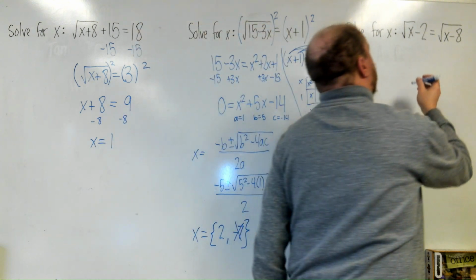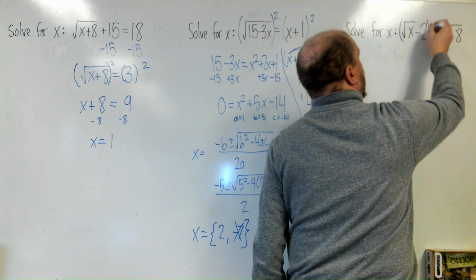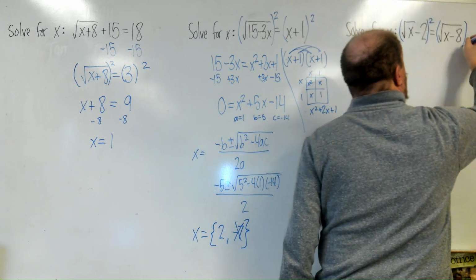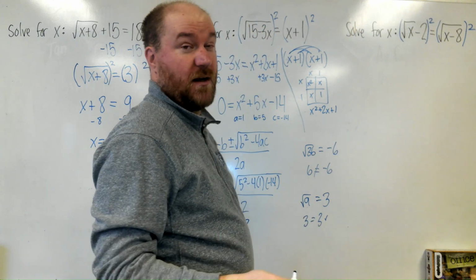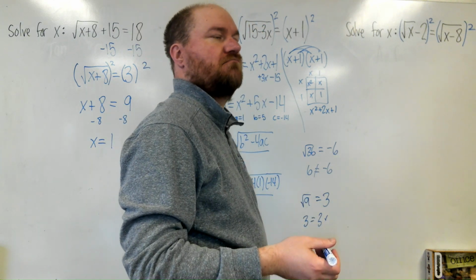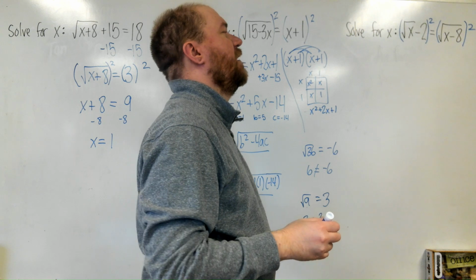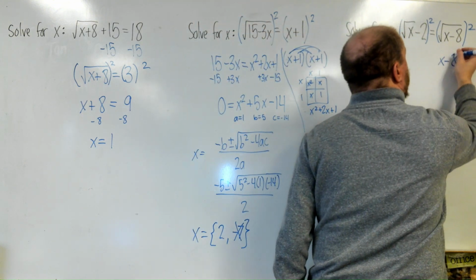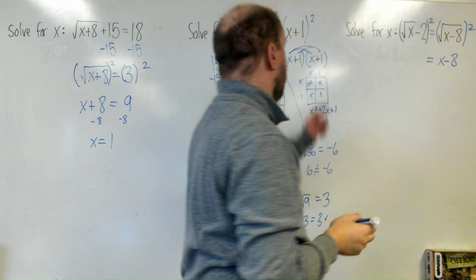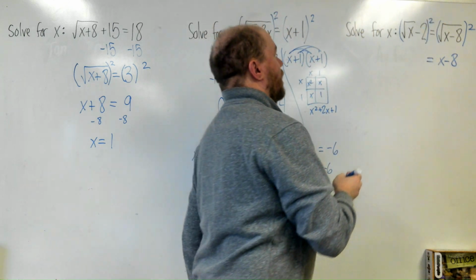Let's just start by squaring both sides. So I'm going to square this. And I'm going to square this. This one, squaring a square root, works out to just be what's inside. So x minus 8. But this one, just like over here, we got to be a little more careful.